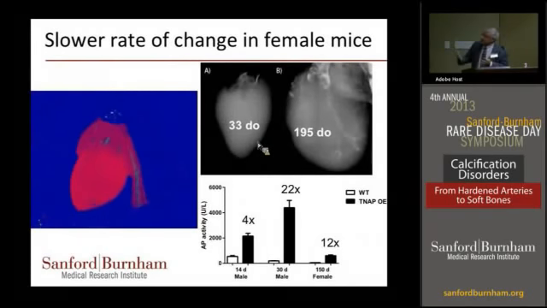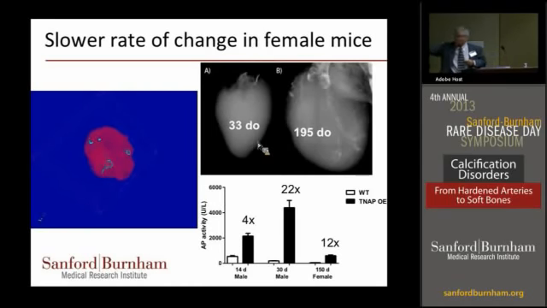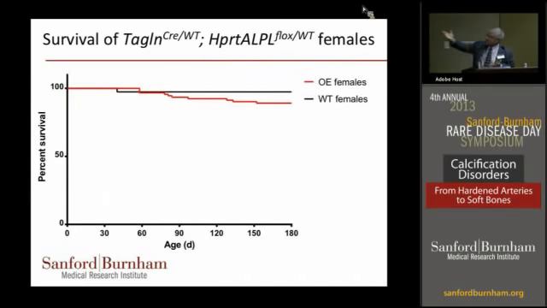And here is a slower rate of buildup in females. You see that at 195 days of age it is clearly evident, but not so at 1 month of age, where males were severely affected already. And that is associated with the levels of alkaline phosphatase overexpression. You see that male mice at 14 days have 4 times the levels of ALK-Phos in the plasma. At 30 days, 22 times the levels, while females at 150 days have only 12 times. So the levels of ALK-Phos correlate with the severity of the disease in this model. And you see the survival of females, 180 days and still going.